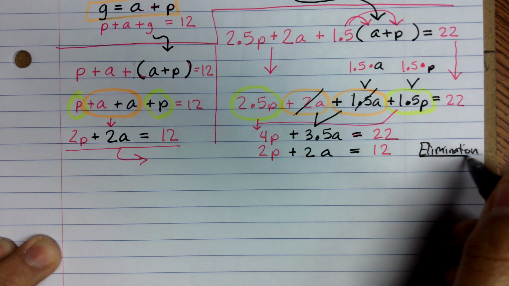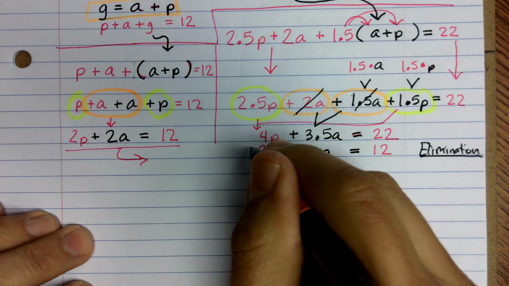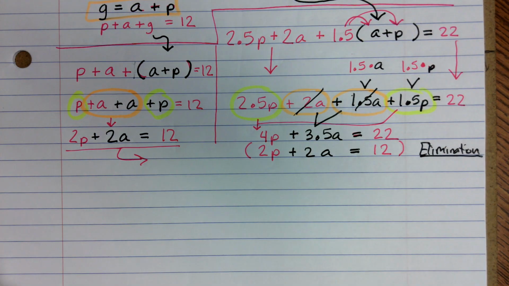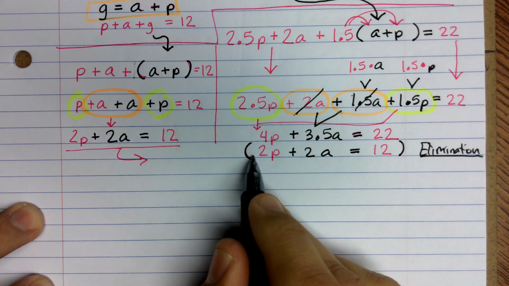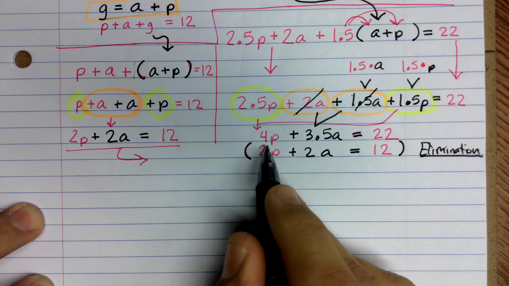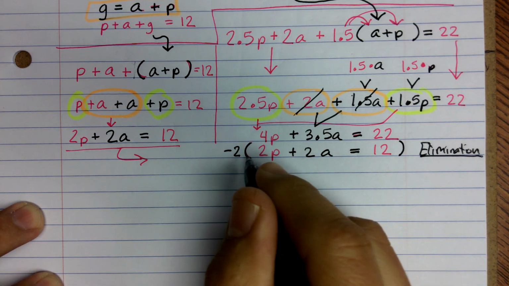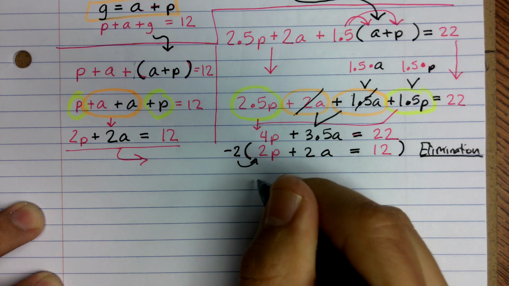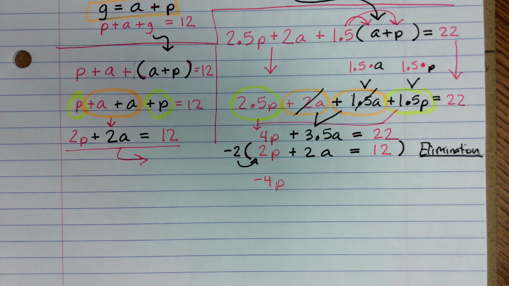What we did before was substitution to create these two equations. And I'm going to put parentheses around the entire equation. That just reminds me that I have to multiply the entire thing by a number that's going to make this 2 become negative 4. So to make a 2 become negative 4, I got to multiply it by negative 2. And then I'll go ahead and start distributing. So negative 2 times 2 gives me negative 4. So this becomes negative 4P.